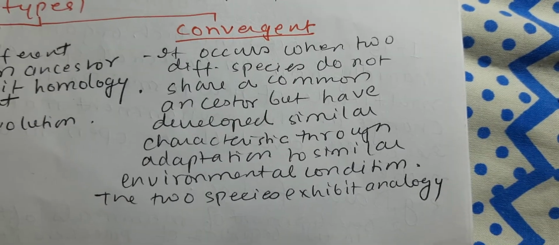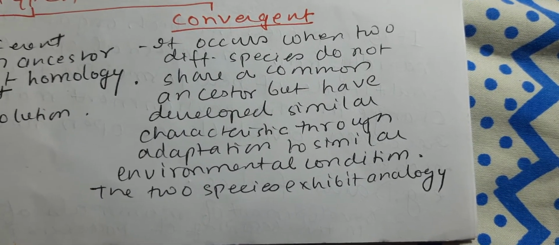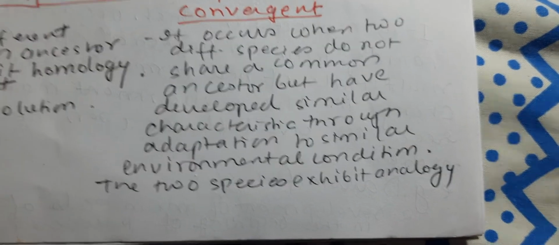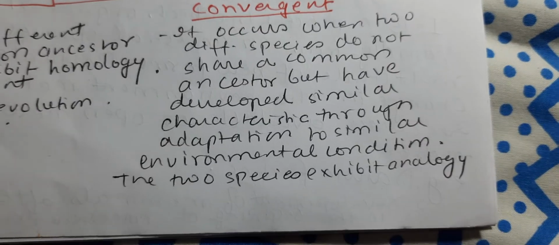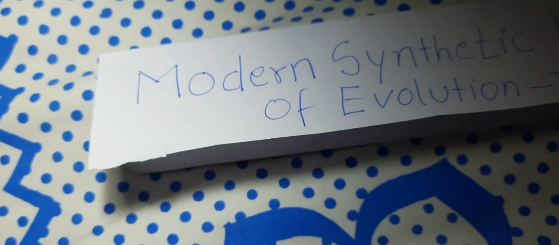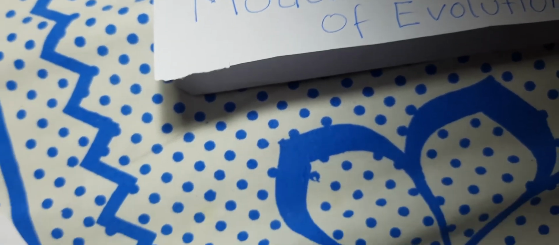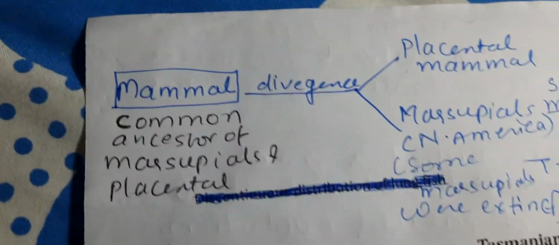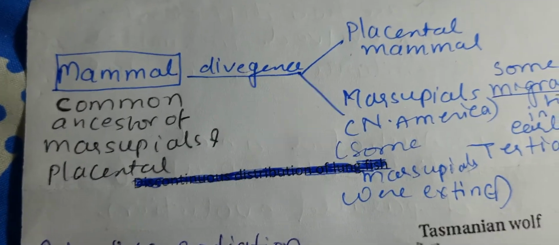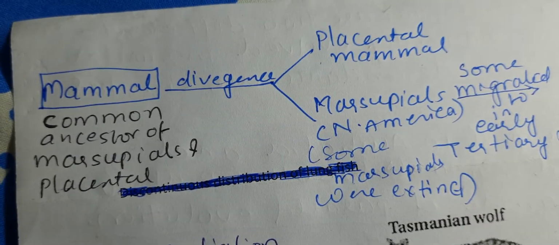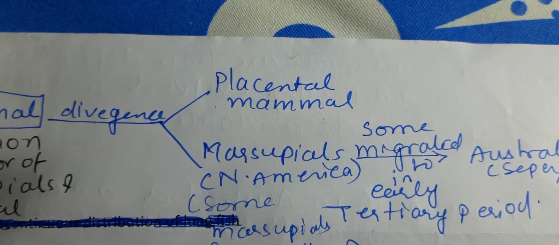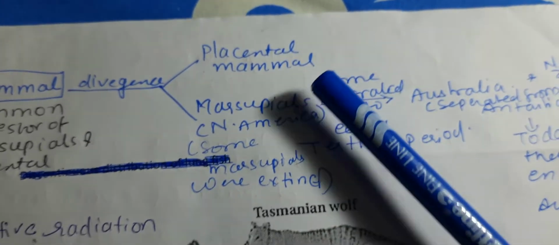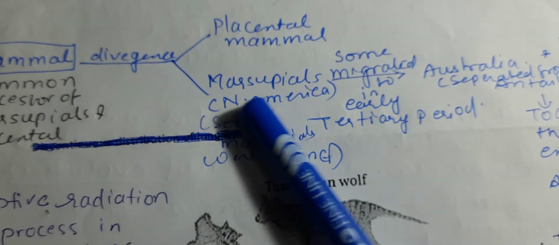Convergent evolution occurs when two different species do not share a common ancestor but have developed similar characteristics to adapt to a similar environment, and they exhibit analogy. Now here I'll take one example and explain both things. Let's take the radiation of marsupials. Mammals were the common ancestor for marsupial and placental mammals. So divergence occurs, and some of them transformed into placental and some transformed into marsupial.